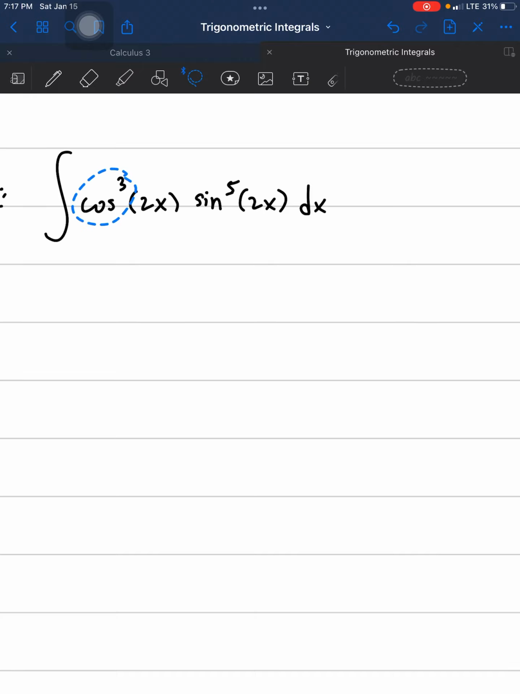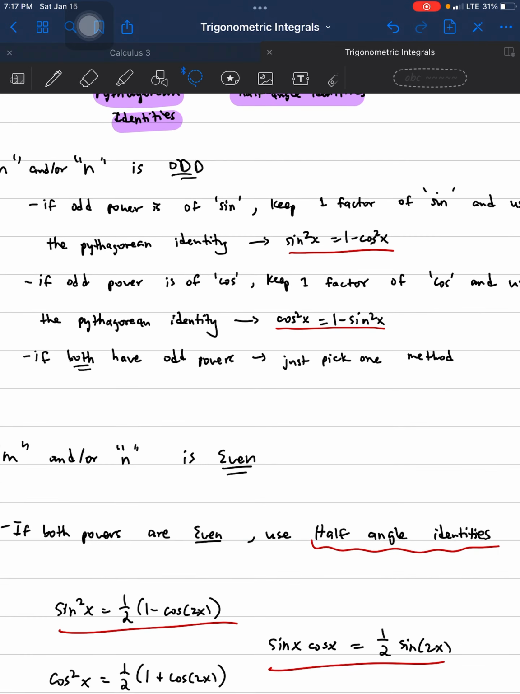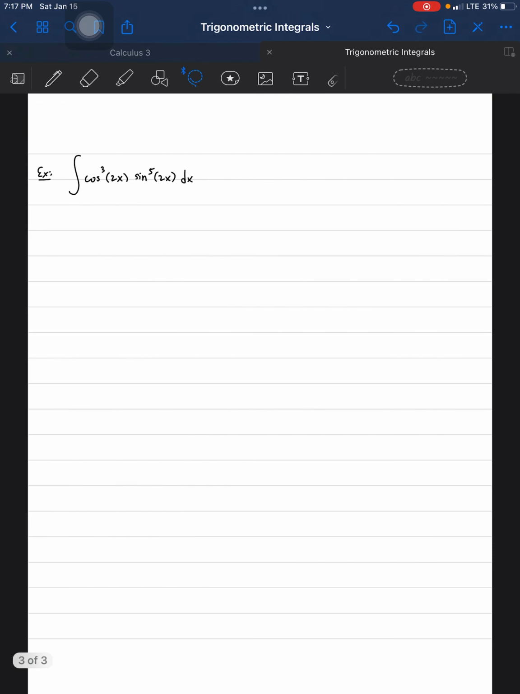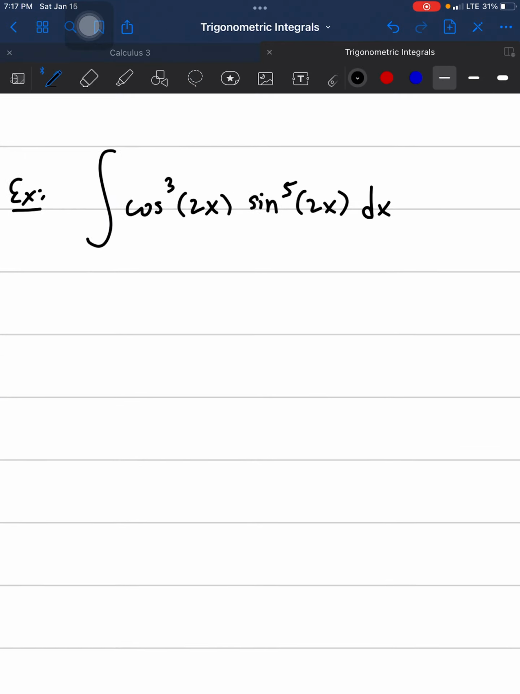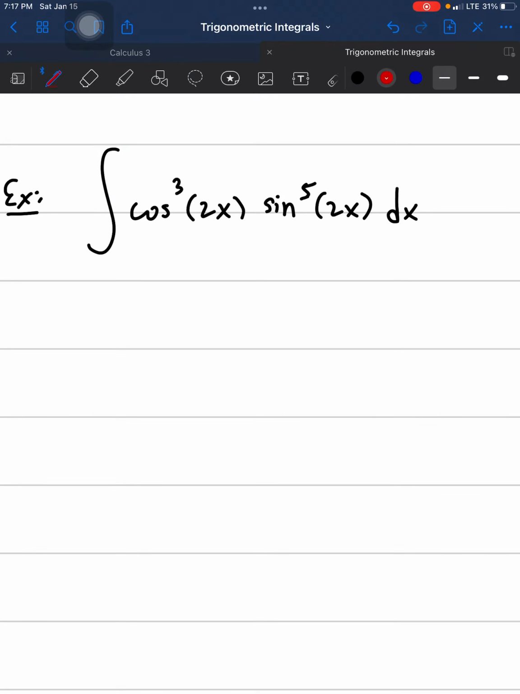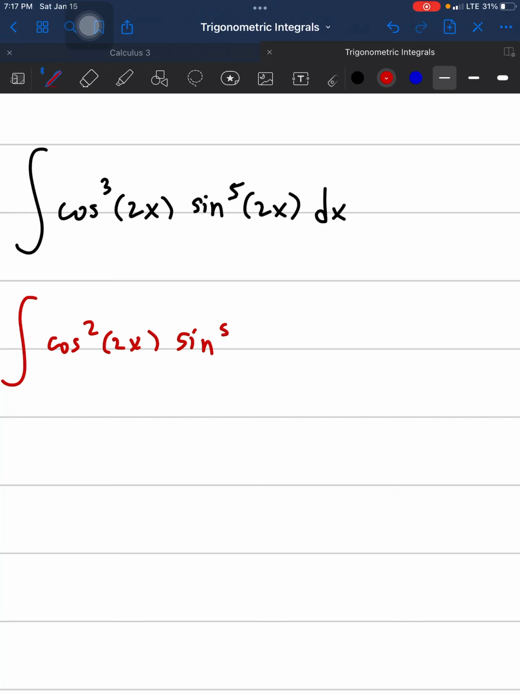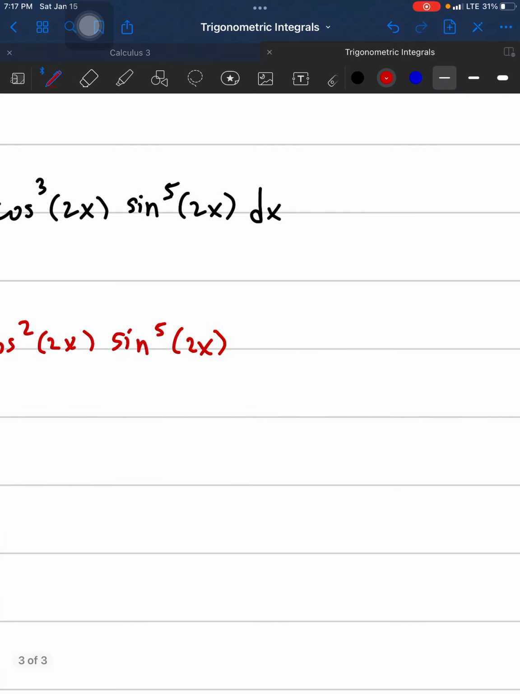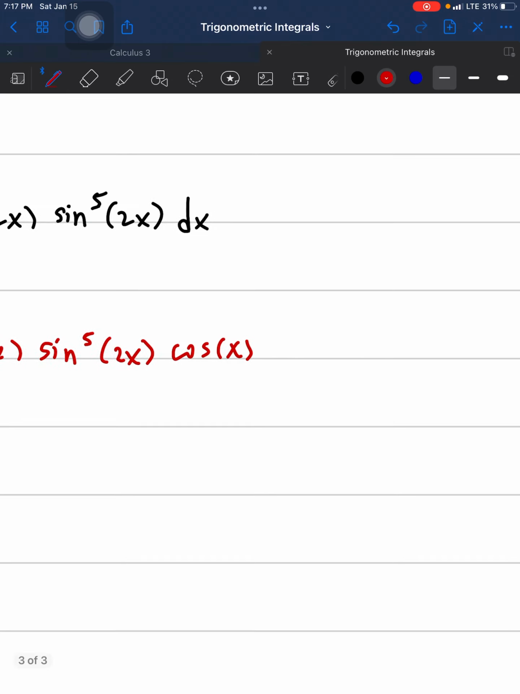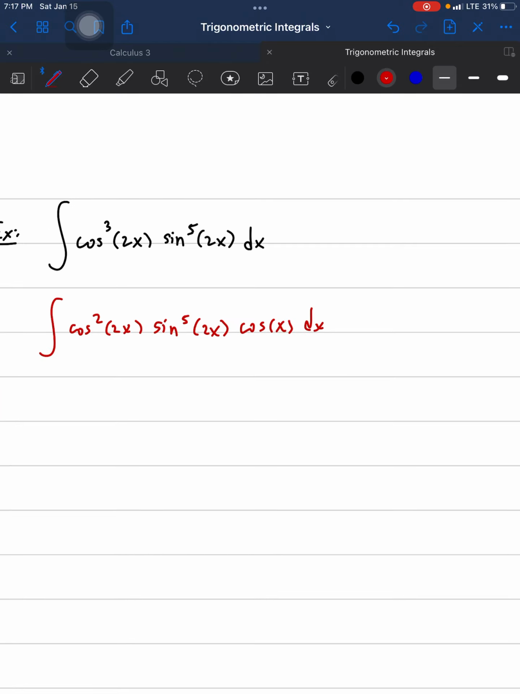Since right now cosine is the lowest power, we can use the cosine method, this method right here. So let's rearrange this integral first. We want a power of 2 for cosine. So cosine squared 2x sine to the 5th 2x, and then we pull out one of the cosines. We strip one of the cosines off of a cosine cubed, so we have cosine 2x dx.